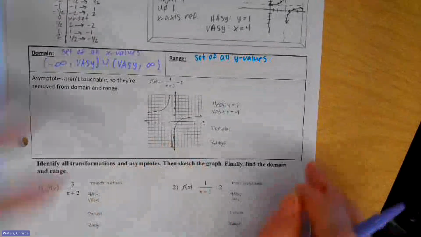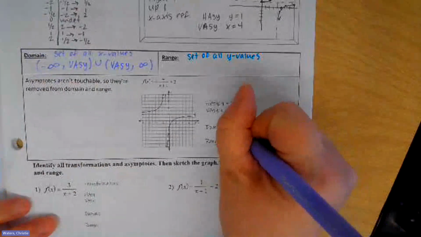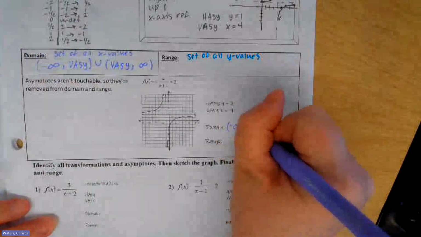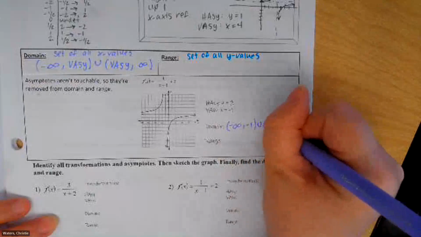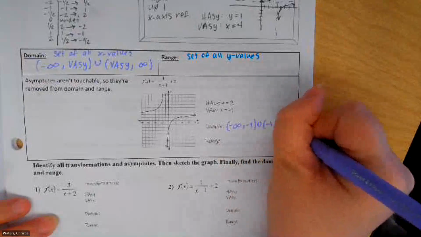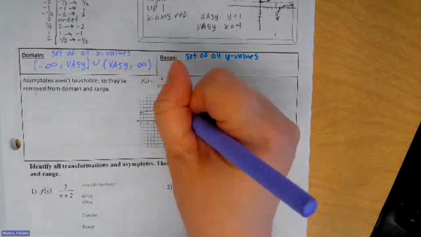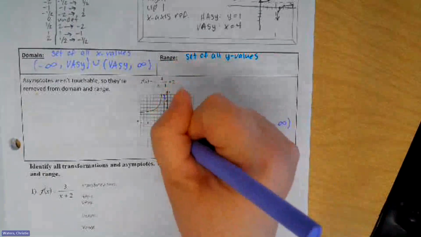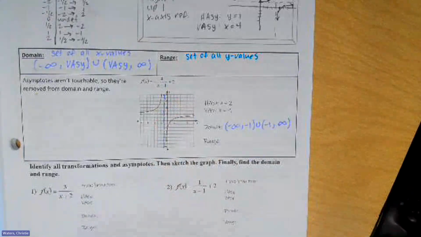So this graph, the vertical asymptote is at -1. So my domain is going to have -infinity to -1 union -1 to +infinity. So this asymptote right here is the boundary for that.